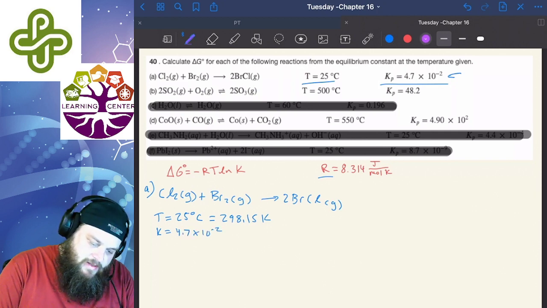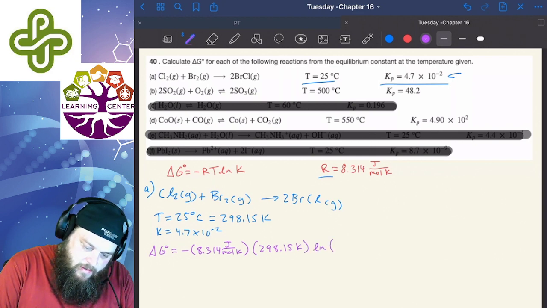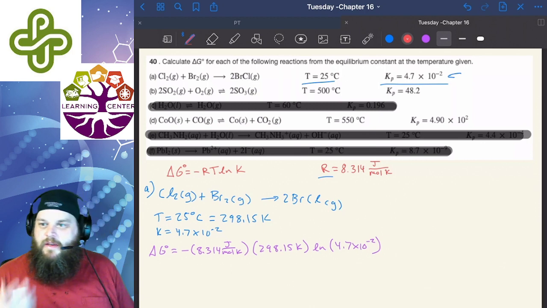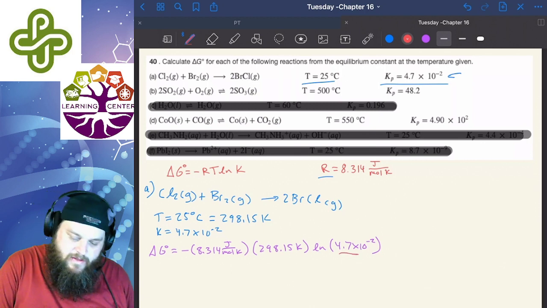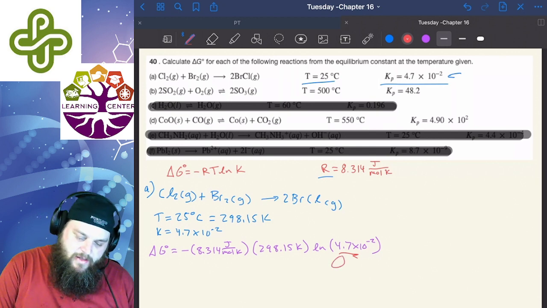So that means we can solve this by delta G is equal to negative 8.314 joules per mole Kelvin times the temperature, 298.15 Kelvin, times the natural log of 4.7 times 10 to the negative 2. Now, with natural logs, again, we can tell if the value inside the natural log function is less than 1, which it is in this case. This is going to be a negative value.